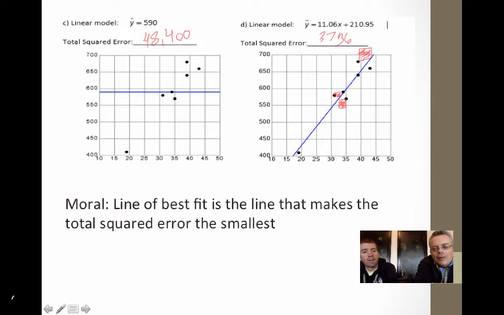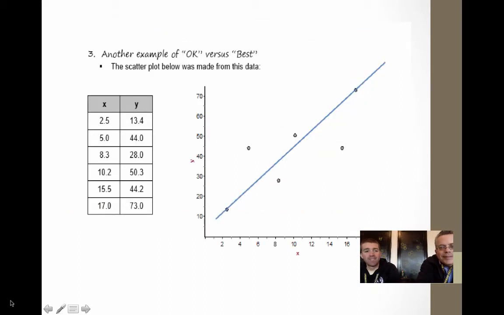The moral of this stats story is that the line of best fit is the line that makes the total squared error the smallest. And a very nice moral it is.